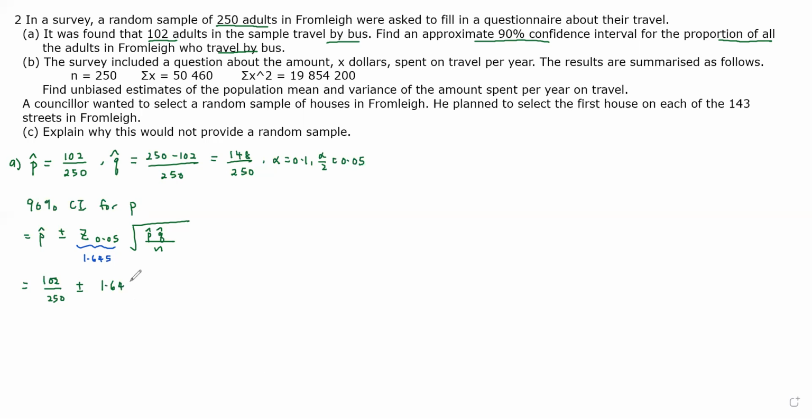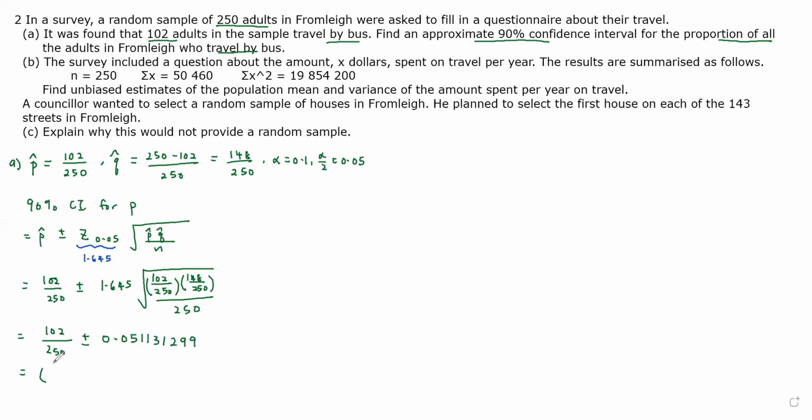Here, 1.645 times the square root of P hat, that is 102 over 250, Q hat, which is 148 over 250, all over 250. That gives us 102 over 250 plus minus. We should get a value of 0.0511312299. That is the exact value from the calculator.